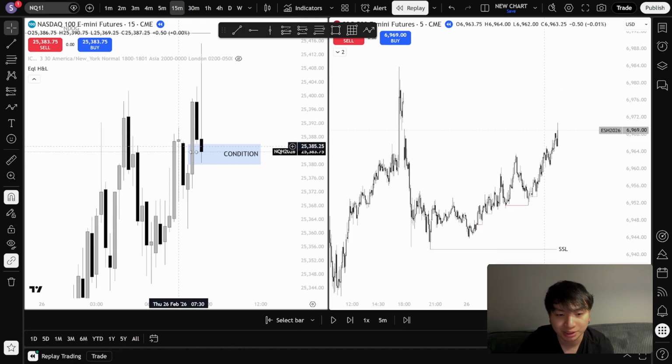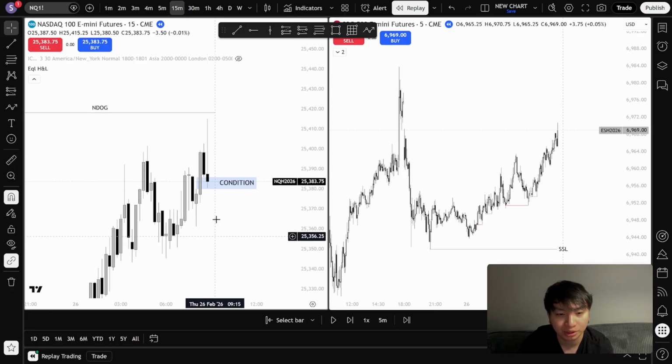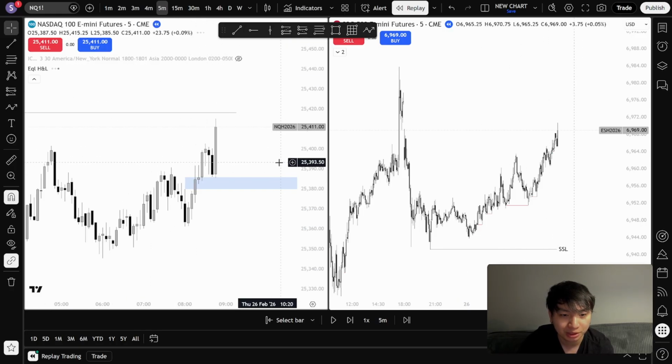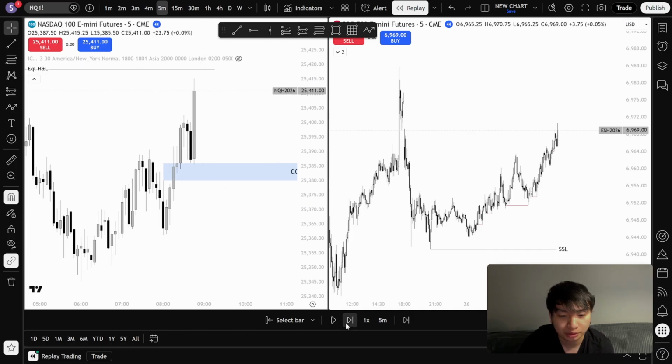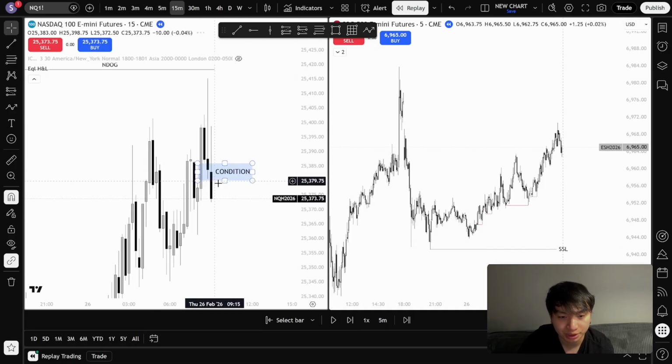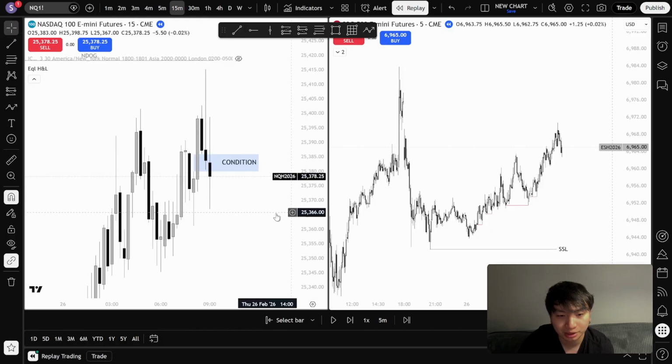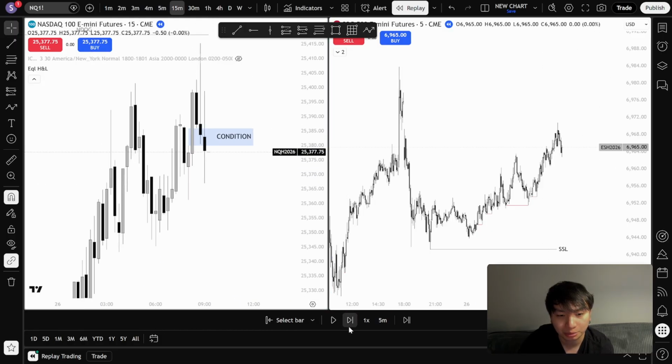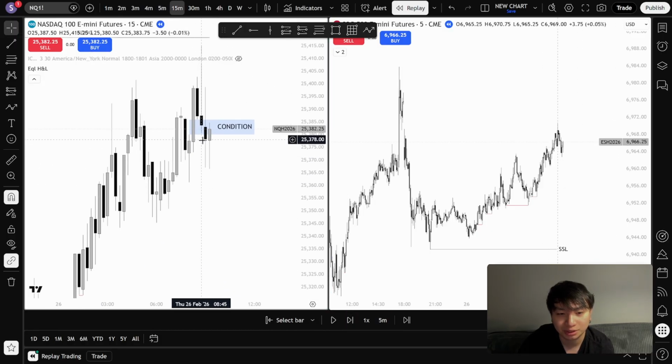So what do I have? This condition of this 15-minute: if price invalidates it, we are going to be trading lower. If price respects it, we're going to be trading higher. And what do we end up seeing? Price does end up trading higher. But then what do we see coming into market open? We see price invalidate this 15-minute gap.